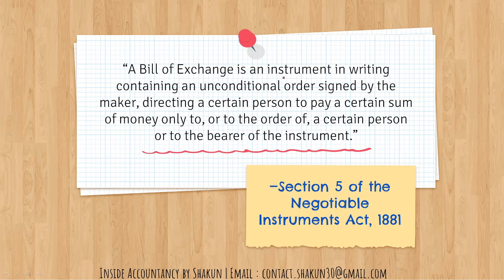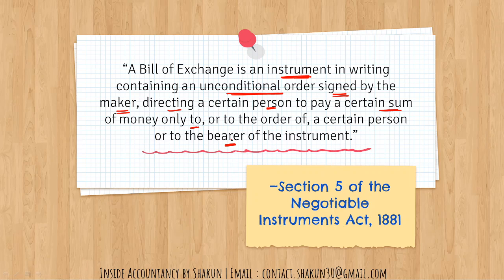So bills of exchange, it is an instrument. It is an instrument in writing. It is a legal document which contains an unconditional order. Unconditional order means order to make payment, which is signed by whom? By the person who is making it. And this order directs a particular person to pay a particular sum of money, either to the person who has made it or to the order of, means any person to whom he orders the payment should be made, or to the bearer of the instrument, the person who is carrying the instrument.